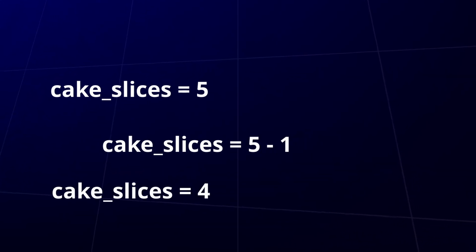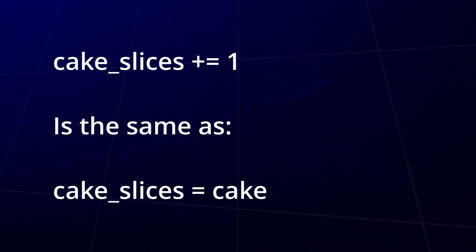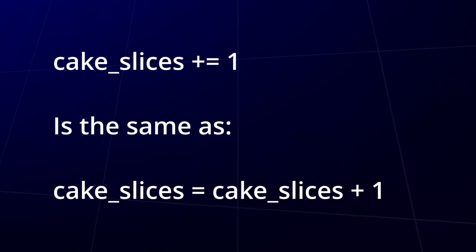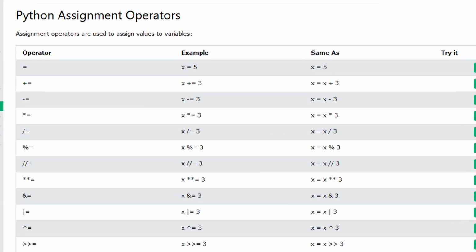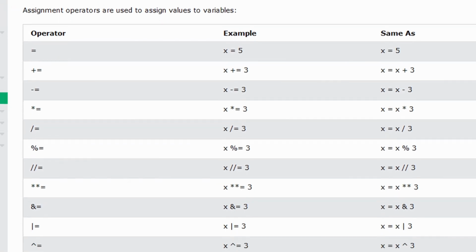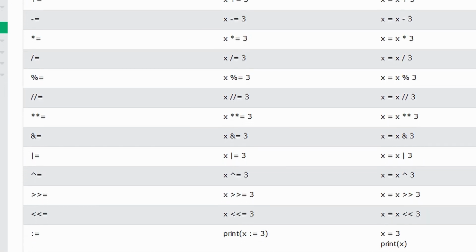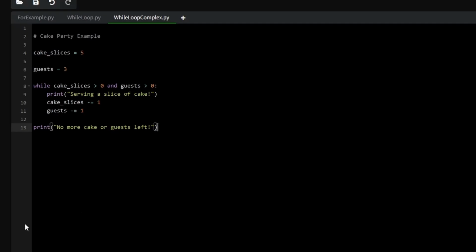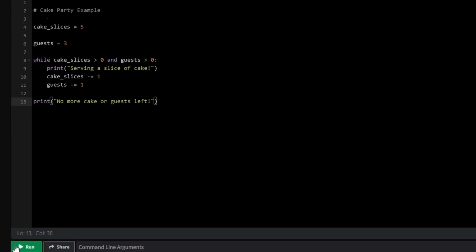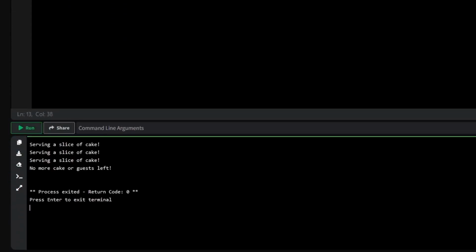We can also do this with addition using cake slices += 1, which will add 1 to the current value. These types of operators are called Python assignment operators, and they're really handy in loops to simplify code when updating variables. If you want to explore more of these operators, feel free to check out a comprehensive list on W3Schools. As you practice with while loops, you'll begin to see how powerful they are, especially when combined with multiple conditions and variables. Can you see the similarities between conditional statements and while loops? They both guide the flow of the program based on a condition being true or false.